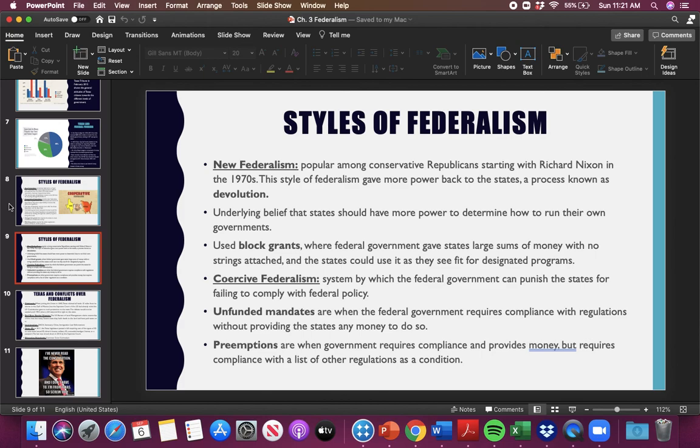Preemptions are when the government requires compliance, and provides money, but requires compliance with other regulations that may not be related to that issue. So, if I was going to give you money for, say, education, but I said to get this money you had to lower your CO2 emissions, those two things are not really related. And so sometimes the federal government can overstep their authority by tying these things together that don't really relate to one another.